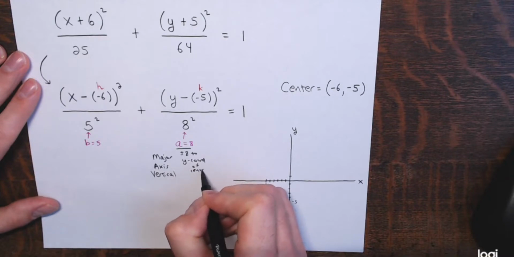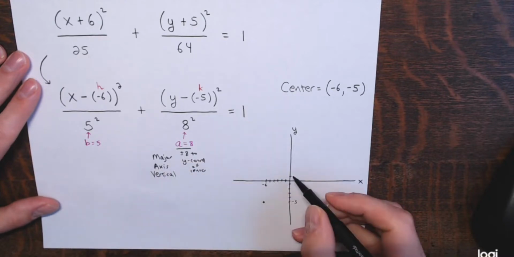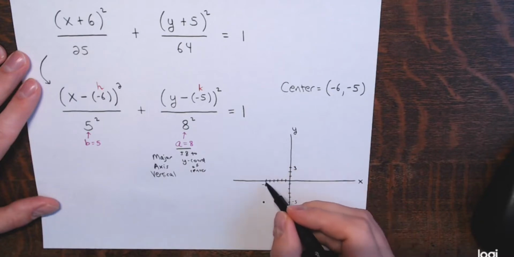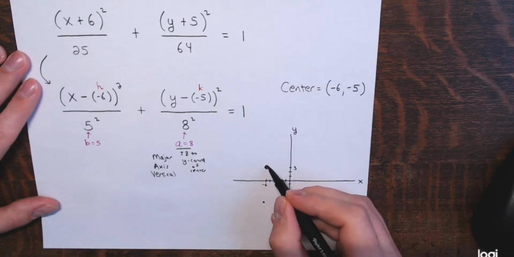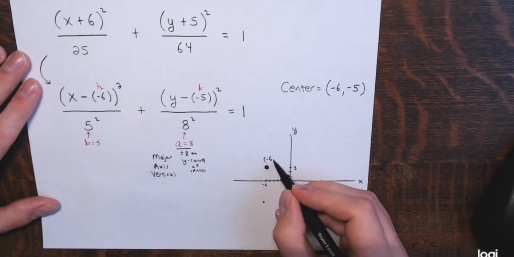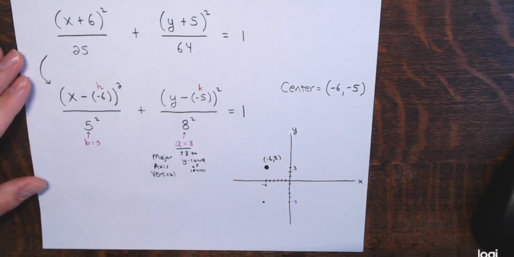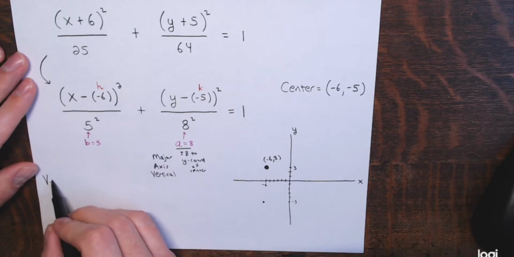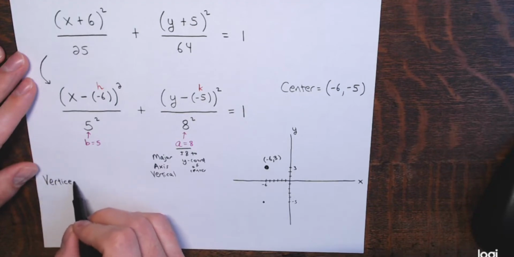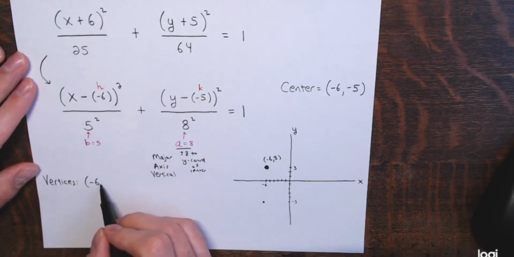Or go from the center up 8 to negative 6, 3. And I'll actually label this. This would be a vertex. All right, negative 6, 3. The vertices, one of them is at negative 6, 3. And you can check that out.